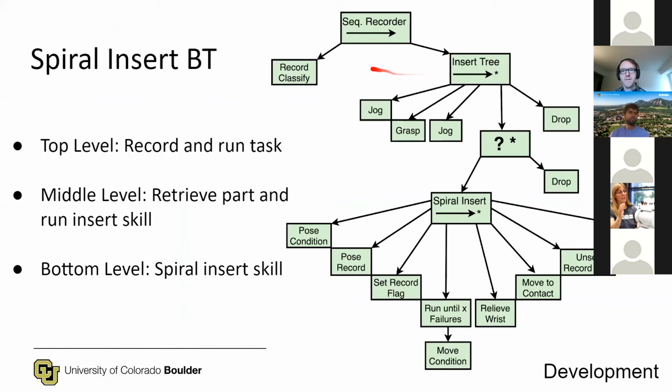So in this slide, we have the spiral insert behavior tree from our experiment. At the top, we have a sequence node that records the force and the torque data during the spiral insert procedure. At the middle level, we have the satisfying preconditions for the spiral insert, like grasping the part and moving it to the insertion location. Now, at the deepest subtree, we have the actual spiral insert skill.